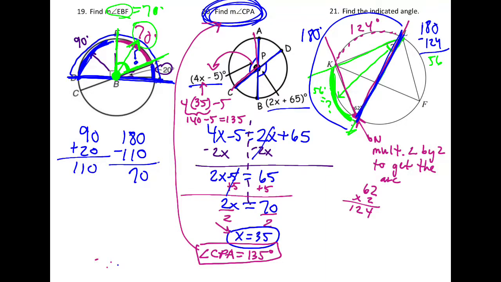And now our green angle here that we're actually looking for, now that we have the arc, we have to divide the arc by 2 to get the angle. So 56 divided by 2 will be our answer for the angle, which is 28 degrees. So the measure for the angle that we're missing, the question mark angle, is 28 degrees.